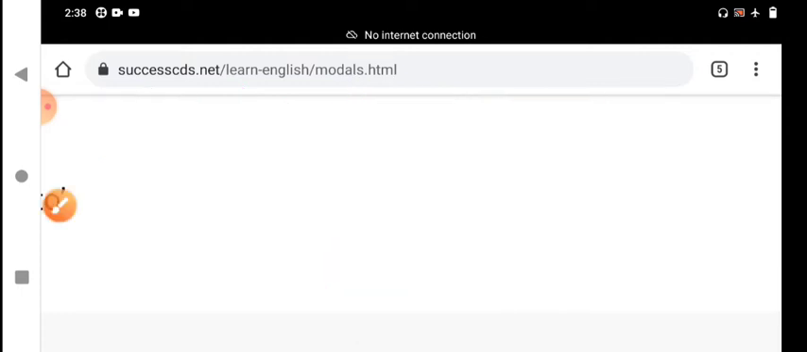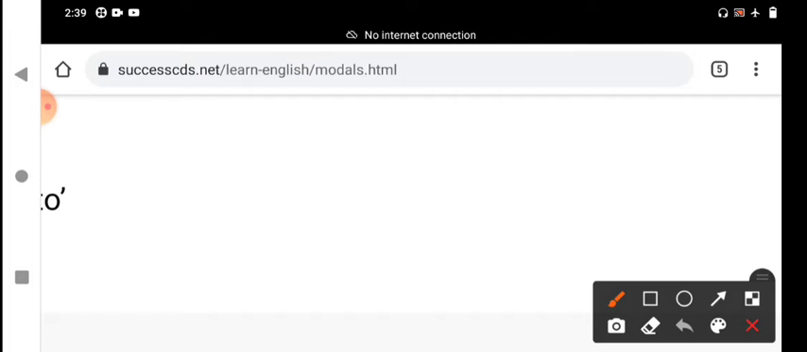We should express this not only in affirmative, positive, or declarative sentences. It also expresses negative statements.